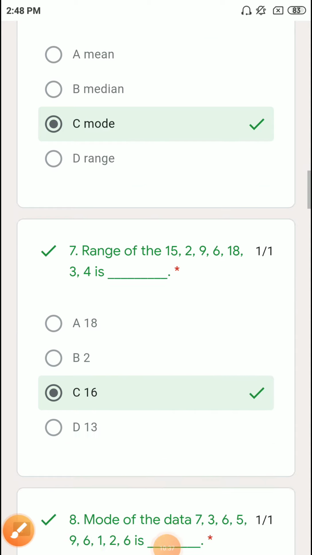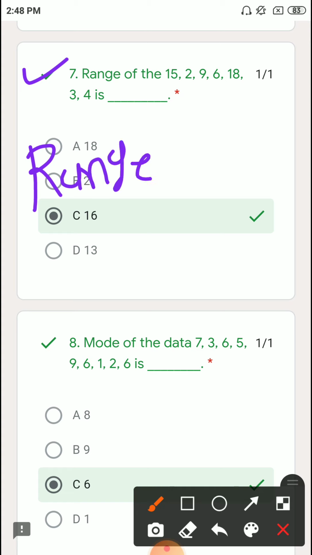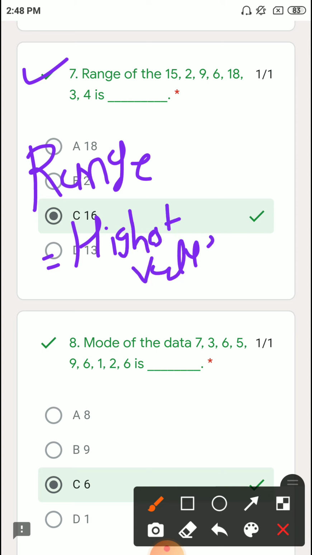After that, question number 7. Range of the data 15, 9, 6, 18, 3, 2 is. Now what is the formula of range? Range means highest value minus lowest value. Highest value minus lowest value.